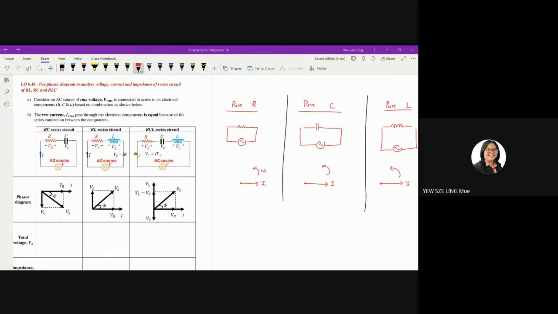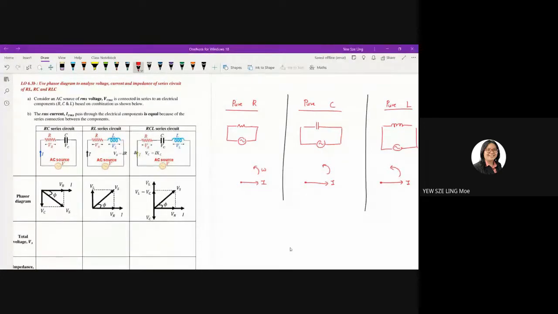Now let us continue and see how we are going to solve a combination circuit. First, before that, let us go through these three circuits quickly, because like I told you just now, the most important thing is to know how to sketch the phasor diagram. When it comes to pure resistor, according to our derivation just now, V and I are in phase.